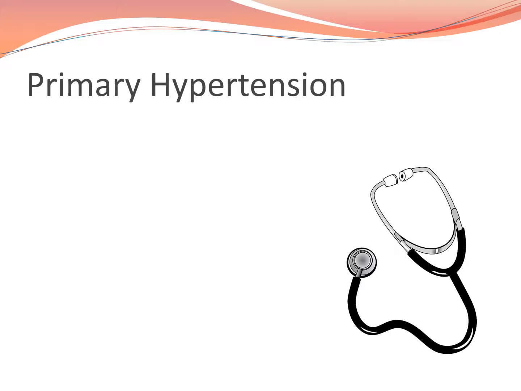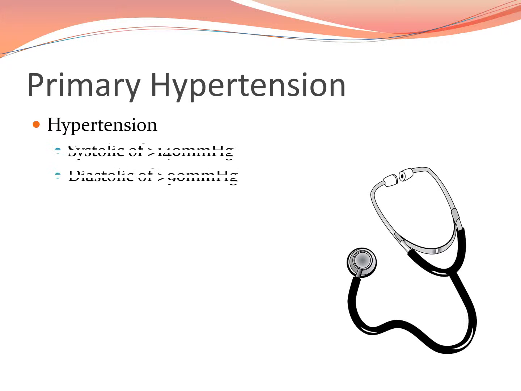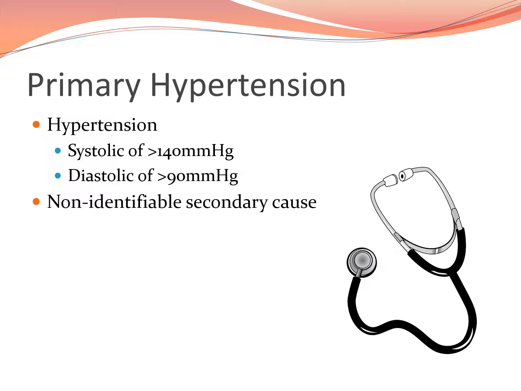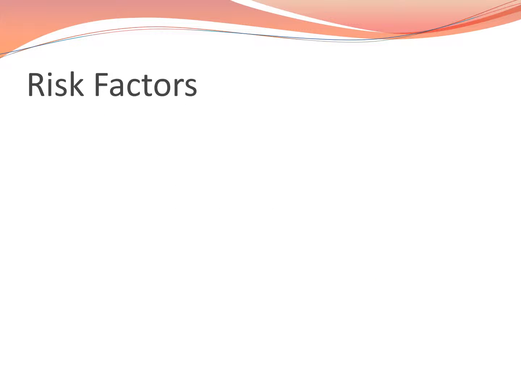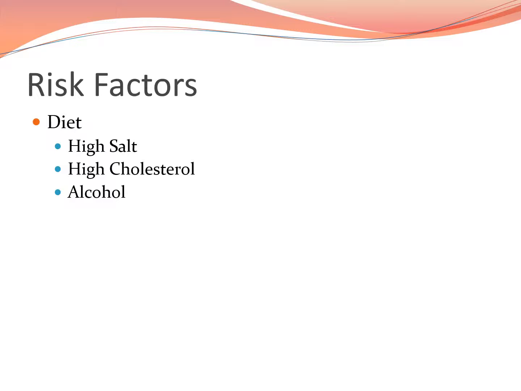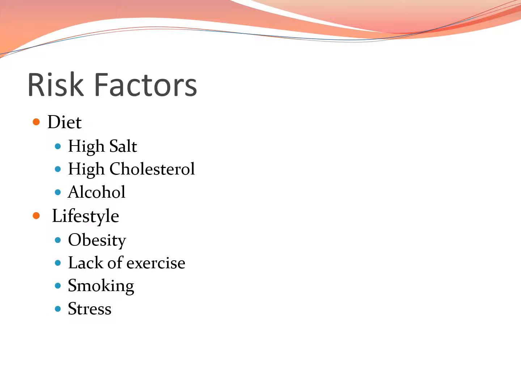Primary hypertension. Hypertension is a constant elevation of the systemic arterial blood pressure, with the systolic pressure greater than 140 millimeters of mercury and the diastolic pressure greater than 90 millimeters of mercury. Primary hypertension is a type of hypertension that doesn't have an identifiable known secondary cause responsible for the high blood pressure. However, there are many risk factors associated with this disease, such as high salt intake, high cholesterol, alcohol, obesity, lack of exercise, smoking, stress, and family history of hypertension.